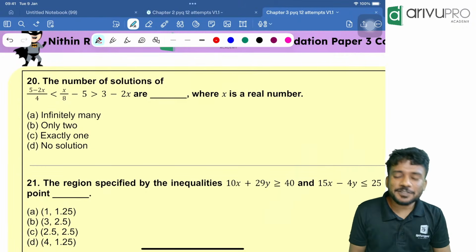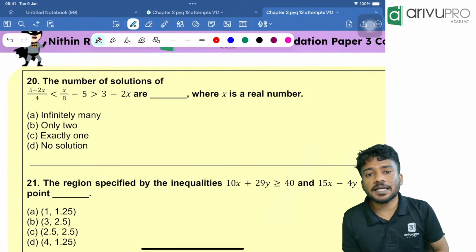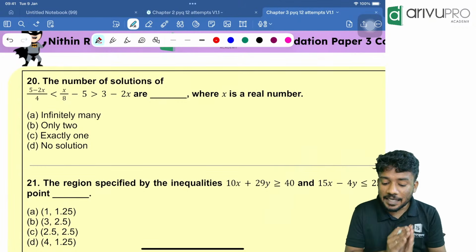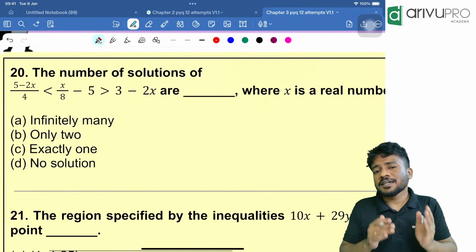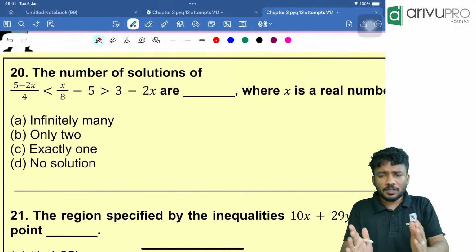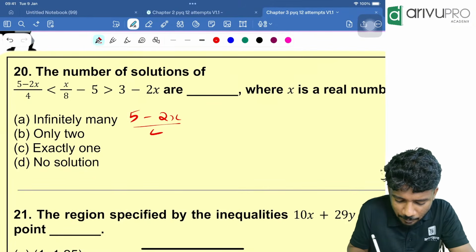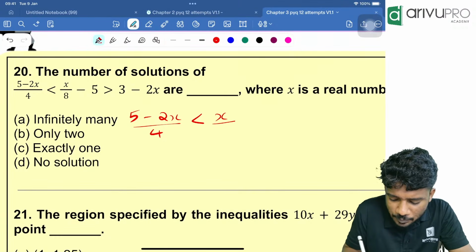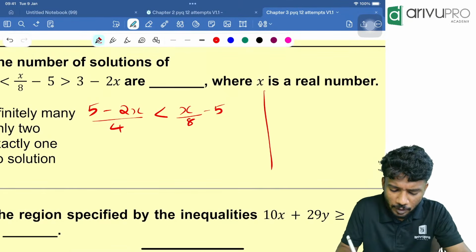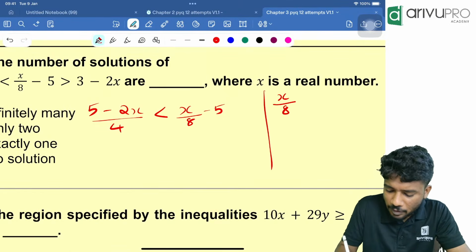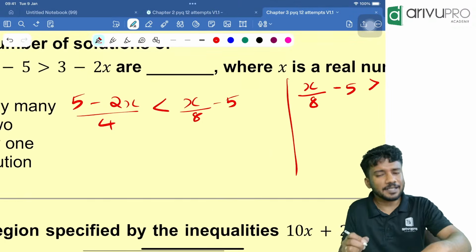The number of solutions of (5 minus 2x) divided by 4 less than x by 8 minus 5 greater than 3 minus 2x are dash, where x is a real number. People, when you get a question like this, rather than complicating everything, you can split it into two parts. So (5 minus 2x) divided by 4 less than x by 8 minus 5. Solve for this, and then solve for one more, that is x divided by 8 minus 5 greater than 3 minus 2x. That is the easiest way.